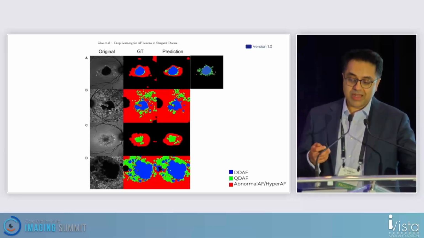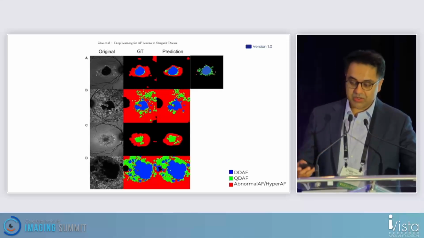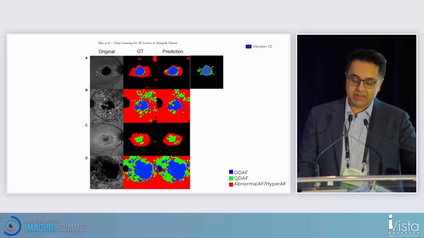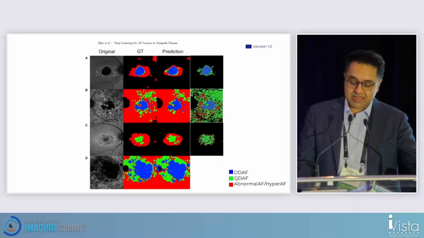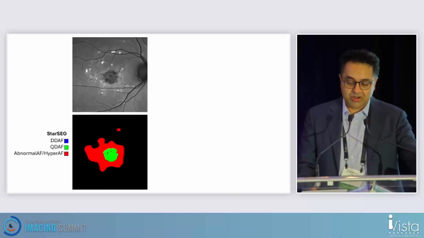But when you actually go in and look at it with our tool, you can see that there's a decent amount more granularity to that, and you can actually see that many more of these areas are segmented out, and this is based on the original tool that we showed at ARVO.